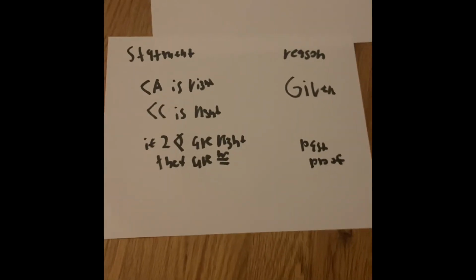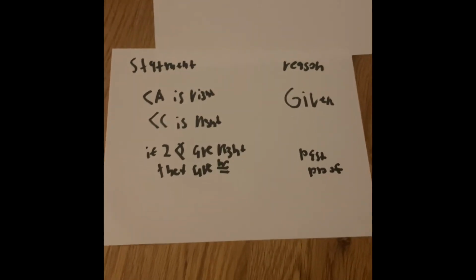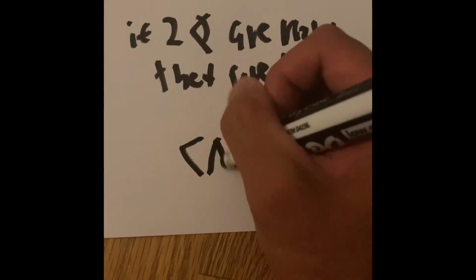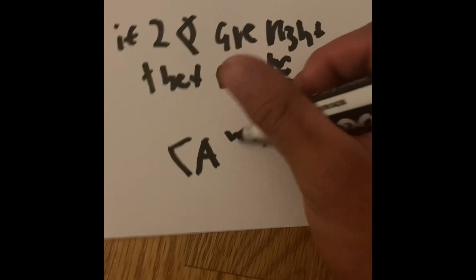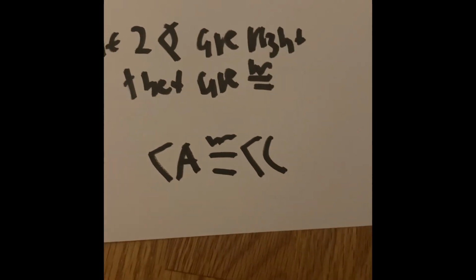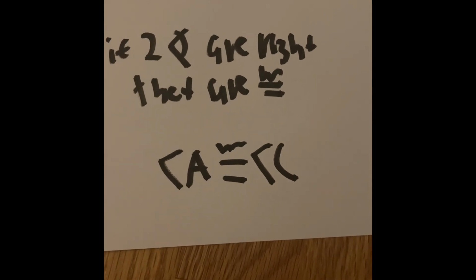So we have now put our proof in a proof. And that will give us a shortcut to explaining that angle A is going to be congruent with angle C. And that is going to be our end.